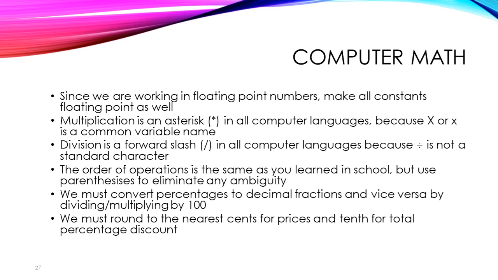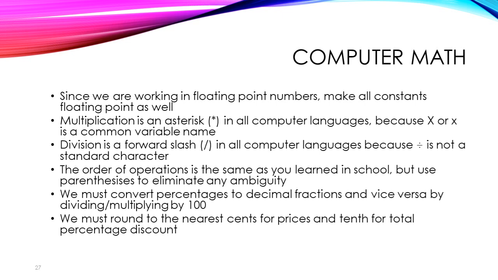The other thing is the multiplication in almost every computer language is an asterisk. The reason why it's not an X is because X is a common variable name. So everyone pretty much decided to go with asterisks. Division is a slash because the standard division symbol, you won't find it on a keyboard. The order of operations is the same as you learned in school, but I like to use parentheses to eliminate any possible ambiguities.